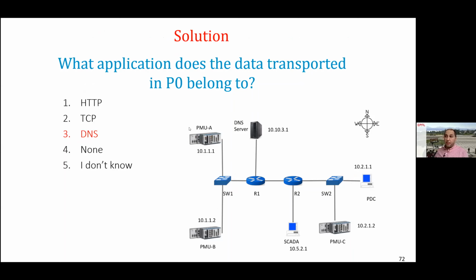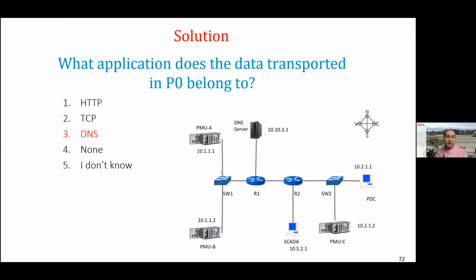Why? Because as I said before, the PMU knows only the name of the PDC. It does not know its IP address. To be able to communicate with the PDC, it needs to know its IP address. So what it needs to do first is send a DNS request to the DNS server, asking who has this name. The DNS server will reply with the IP address of the PDC.